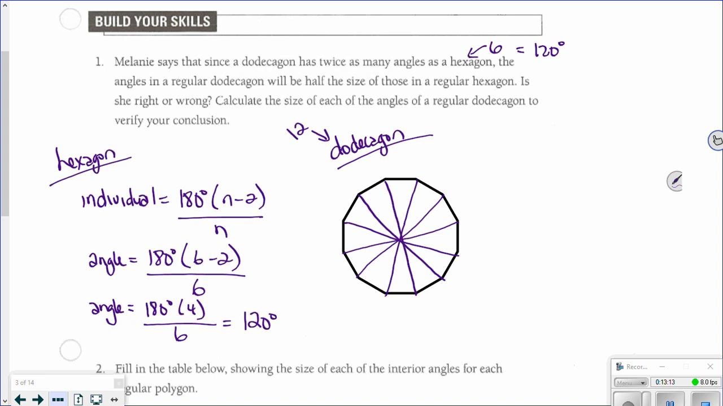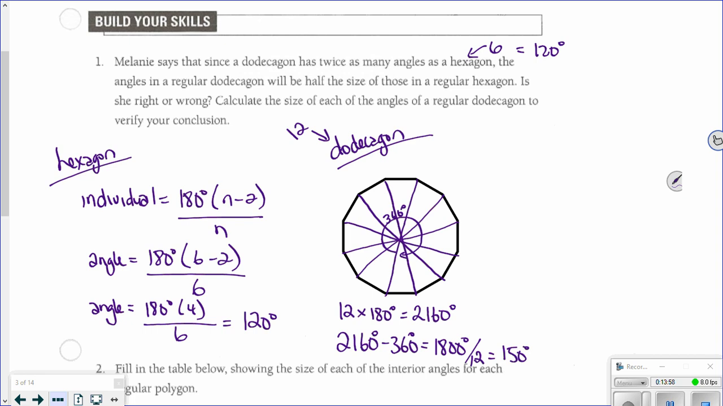Moral of the story is it makes 12 triangles. 12 triangles times 180 degrees in each triangle gives me 2160 degrees. And again, all the way around the center is going to be 360 degrees. So 2160 minus 360 degrees is going to be 1800 degrees in all 12 of my triangles. So I'm going to divide by 12 to get 150 degrees for each individual angle.